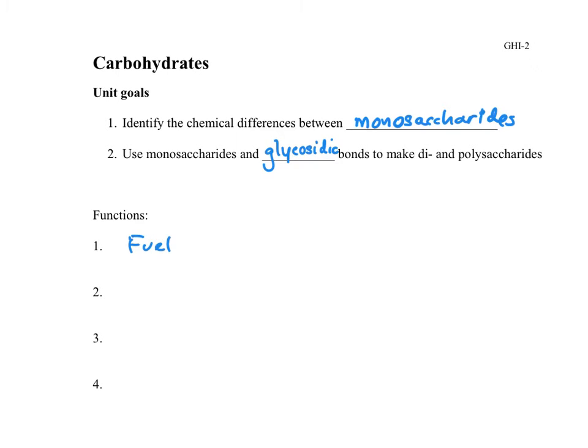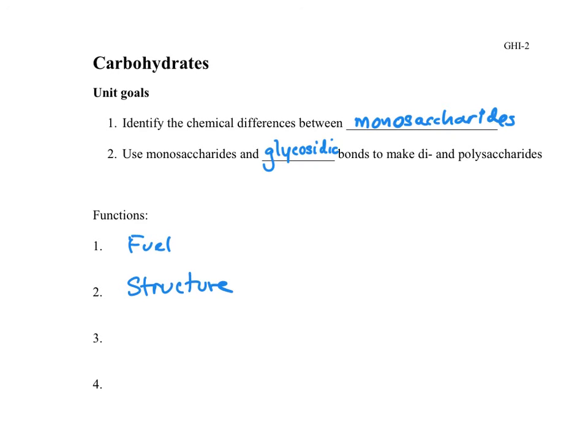Next, sugars and carbohydrates are involved with structure. And this is true in the human body, but it's most notable in plants where cellulose, which is really what makes wood strong and holds up trees and plants, the fibers of cellulose, is made from the sugar glucose, just polymerized together with glycosidic bonds.